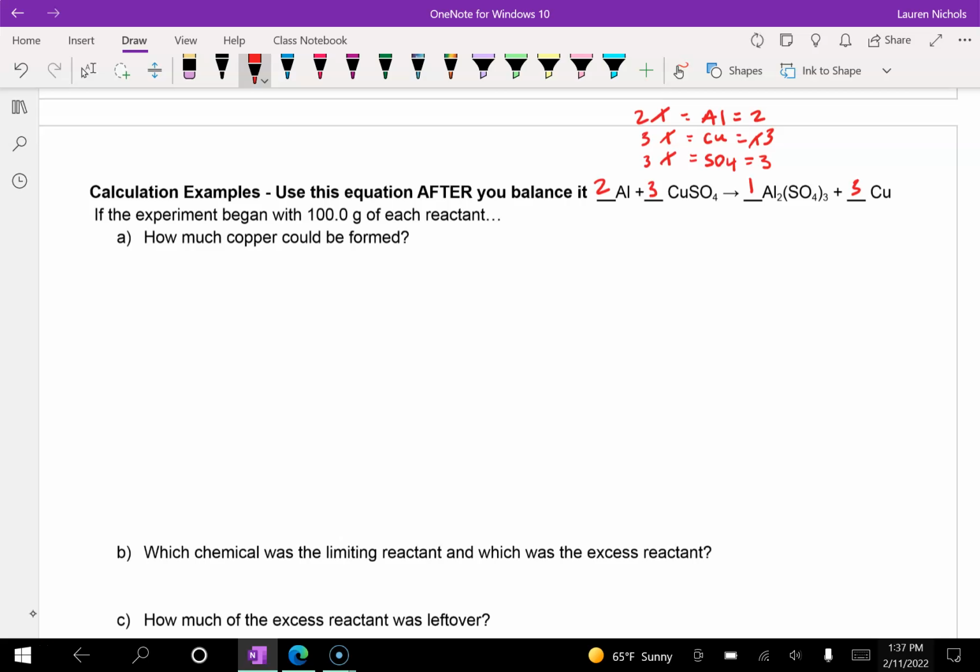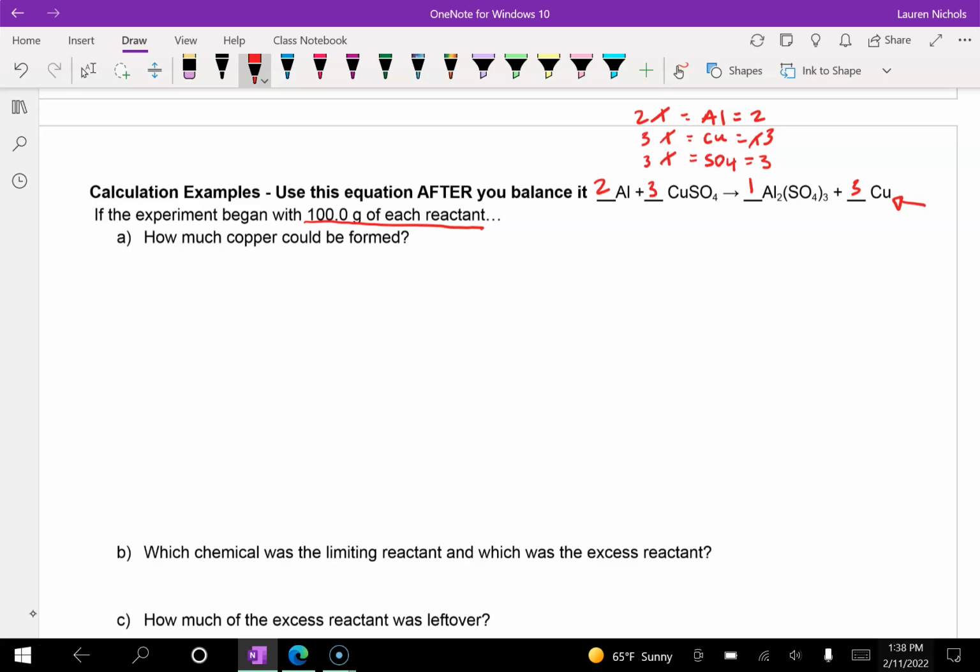So once you have a balanced chemical equation, we have our mole ratio and everything that we need. And so what happens is, let's say we're doing this experiment in class with aluminum and copper sulfate, and we have 100 grams of each reactant to start with. They want to know how much copper could be formed. So copper is one of our products, but because the mole ratios are different and the molar masses are different, starting off with 100 grams of each doesn't mean that you will be able to produce the same amount of copper based on those 2 reactants.